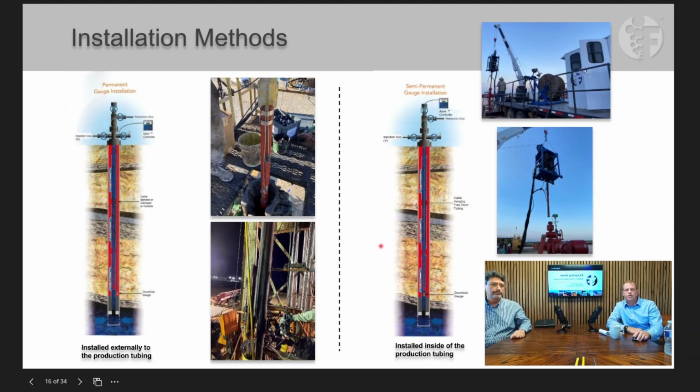And to add to this too, one of the other installation methods is what we call internal or semi-permanent. Yes, sir. Where the tech cable can actually be run down the inside of the production tubing. Correct. And essentially hangs off its surface through a surface lubricator. And then so that tech cable and the gauge is just freely sitting on the inside of the production tubing. So a follow-up, would you consider one installation method to be superior to one of the others?